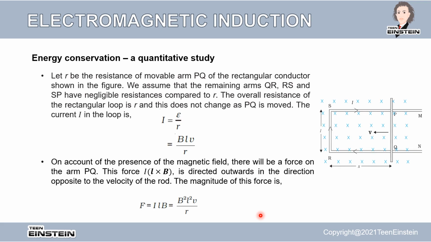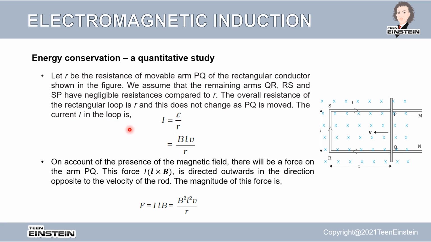Okay, so now let's look at it from the energy conservation point of view. We know that an EMF is produced, and where is this energy coming from? Let R be the resistance of the movable arm PQ of the rectangular conductor shown in the figure. We assume that the remaining arms QR, RS and SP have negligible resistances compared to R. The overall resistance of the rectangular loop is R, and this does not change as PQ is moved.